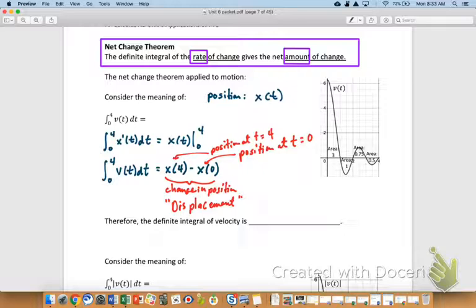Let's go back to the net change theorem, what I have in the purple box. The purple box says the definite integral of a rate, and you've got to admit, velocity is certainly a rate, is it not? So the definite integral of a rate gives the net amount of change. So if I do the definite integral of velocity, I get the amount of change of my position. Make sense? It's fairly well spelled out up there. We can say, therefore, the definite integral of velocity is displacement.